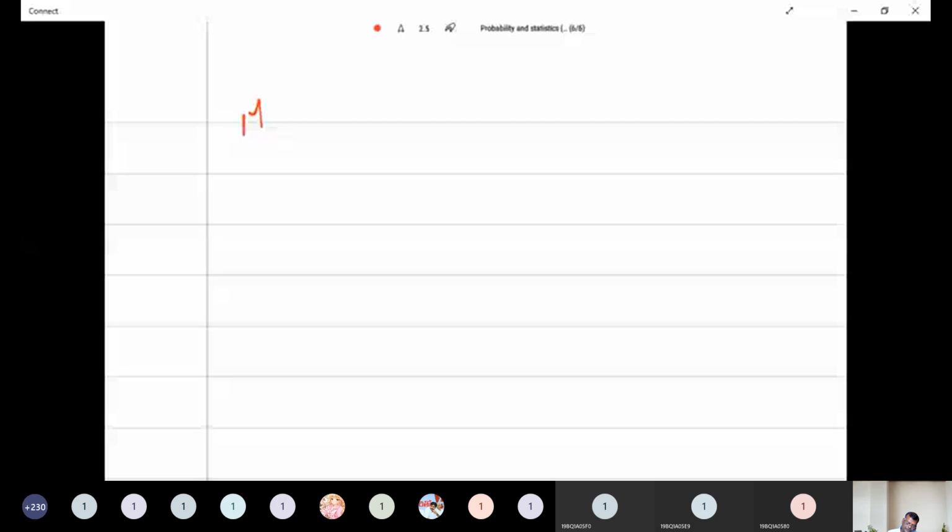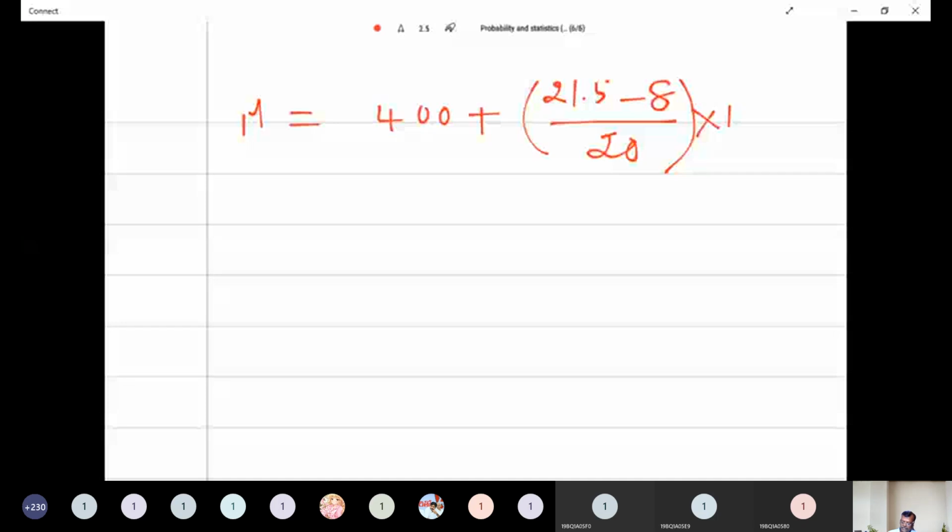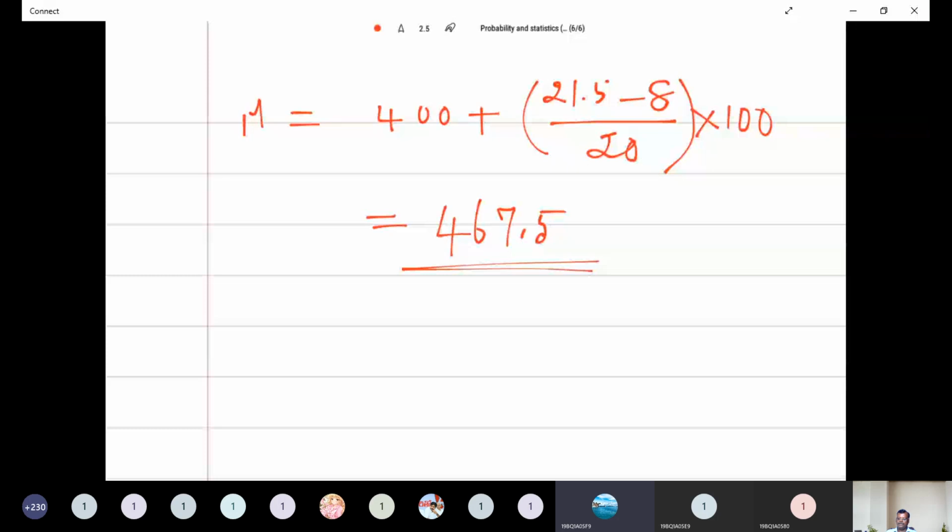Median is equal to 400 plus N by 2, what is N by 2? 21.5 minus the corresponding C, divided by its corresponding frequency, into H, which is 100. Calculate this value, all of you. Anyone? 467.5, sir. 467.5, which is the median of the given problem.